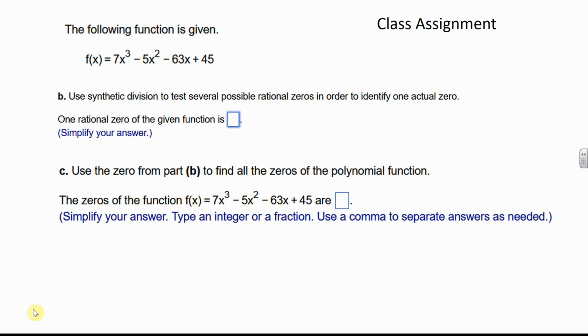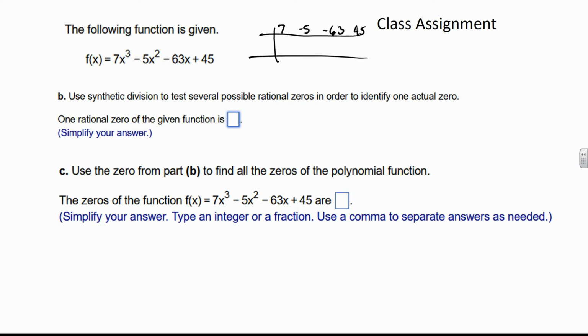All right. Now that problem keeps on going. It says use synthetic division to test several possible rational zeros in order to identify one that actually works. So synthetic division. We're going to list the 7, negative 5, negative 63, and then the 45, right?